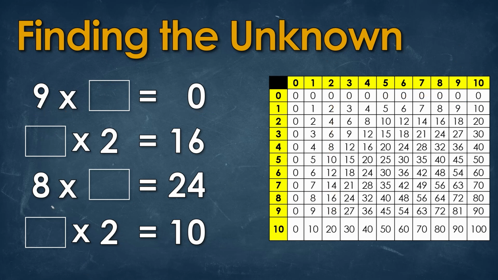Now let's try this one. We're going to multiply something by 8 to get 24. So if we start here with 8, we work our way down till we get to 24. We work our way across to 3. So 8 times 3 is 24. Now blank times 2 is equal to 10. If we start at 2, we work our way down. We see 10 is here. That corresponds to 5. So 5 times 2 is 10.